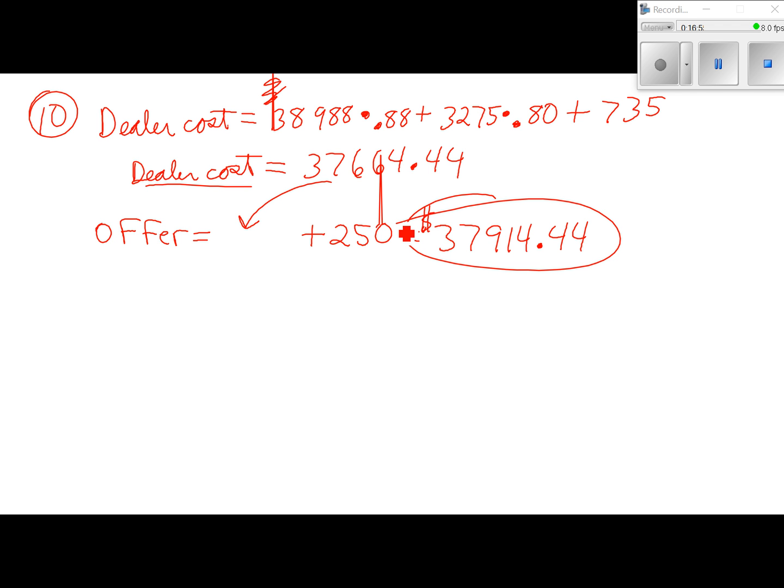Number 11 is basically the same thing. Number 12.